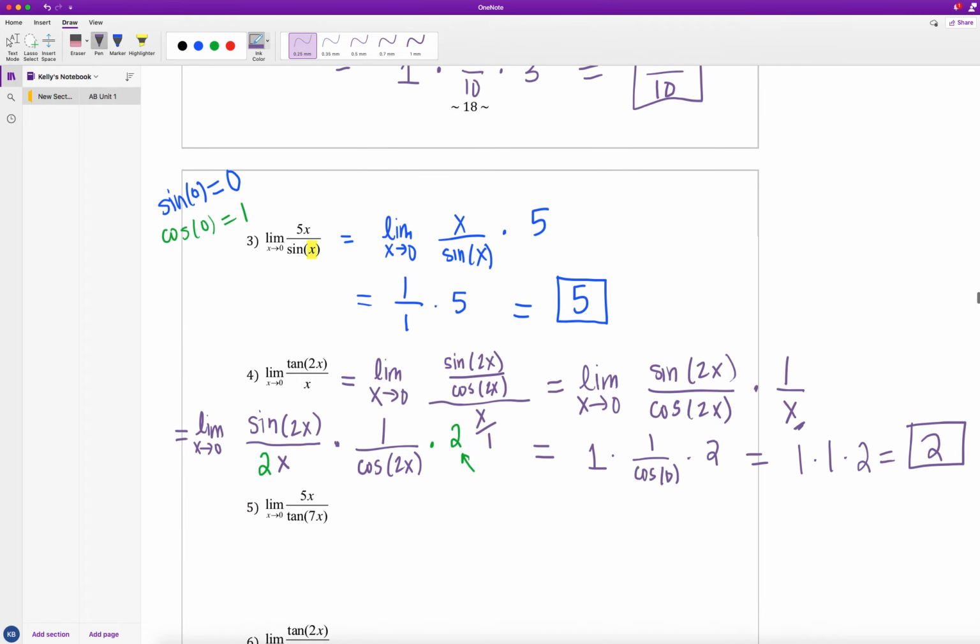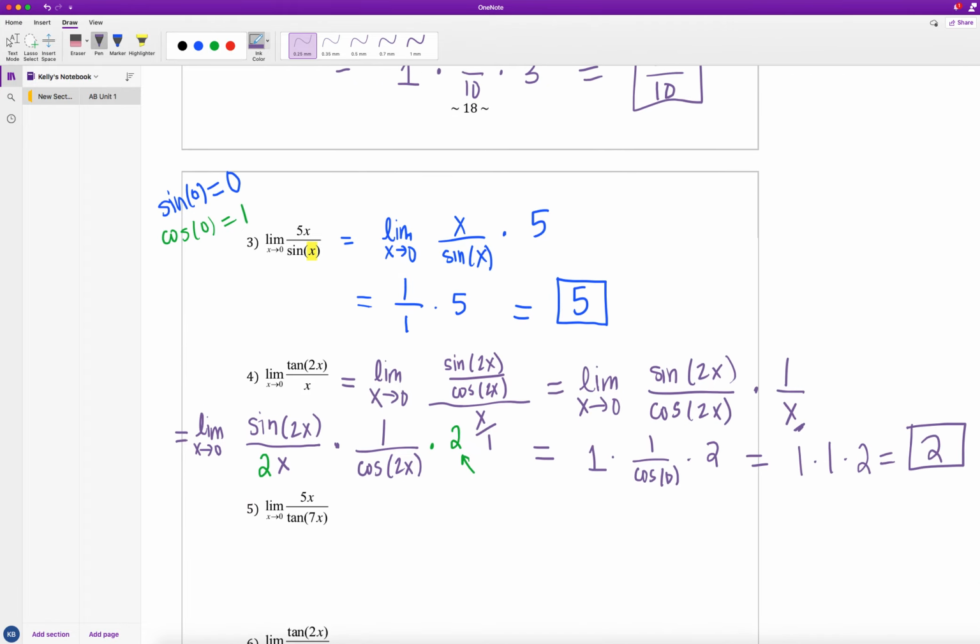Okay, let's look at example 5. So example 5 says the limit as x approaches 0 of 5x over tangent of 7x. Why don't you guys pause the video and try example 5 on your own first, and then we'll check it together.